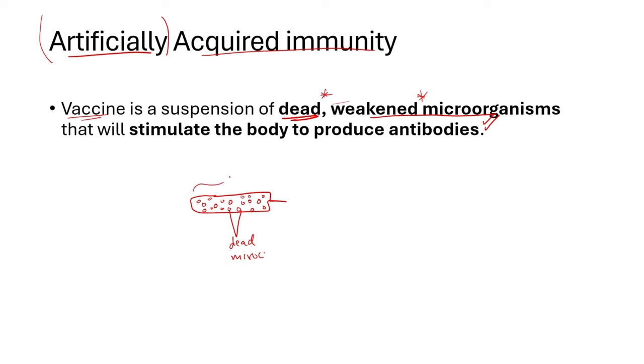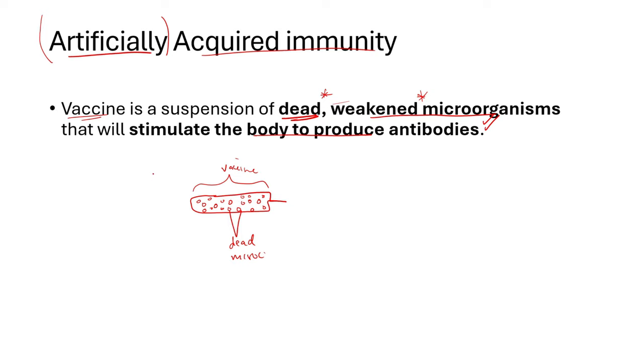So this is your vaccine. Why do we put dead microorganisms? It is because we want to stimulate the body to produce antibodies. And remember that antibodies are only produced when the pathogens enter the body. So when you are inserting them using a vaccine, the body will be stimulated to produce more antibodies, and then those antibodies will be able to fight the pathogens in your body.